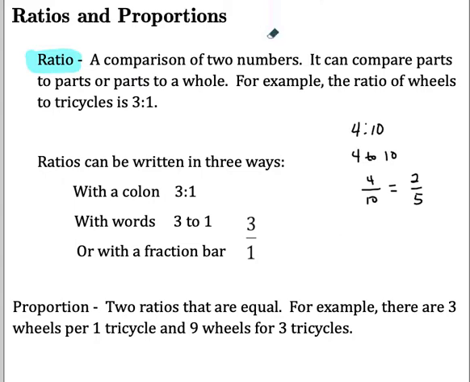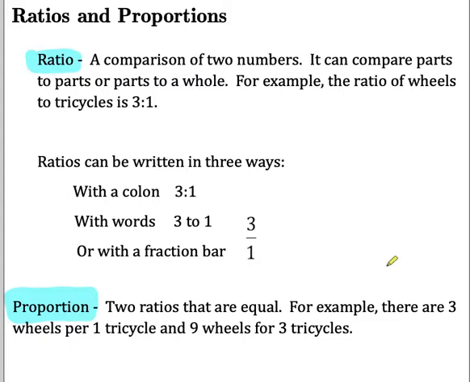Okay. A proportion is a comparison of 2 ratios where you know that both of the ratios are equal. So the example that I have here is if I have 3 wheels for 1 tricycle, then I would have to have 9 wheels for 3 tricycles.